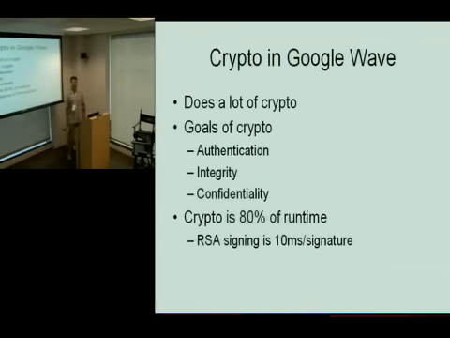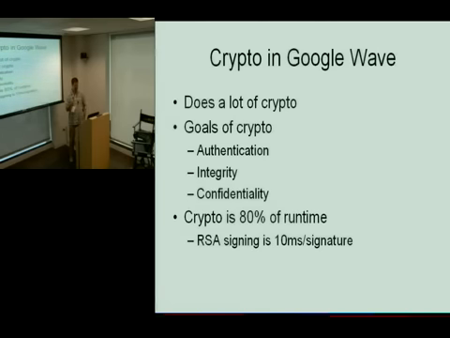Google Wave uses a lot of crypto, and generally speaking, three of the major goals of cryptography are authentication: figure out who created a given message. A second goal of cryptography is integrity: do we detect if messages are corrupted or altered? The third reason for cryptography is confidentiality.